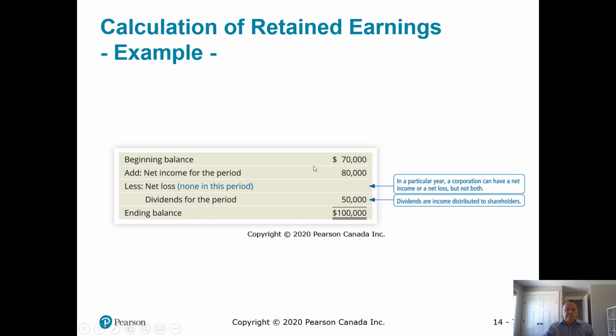Now, here's an example of some retained earnings. Okay, we'll have a beginning balance here of $70,000. We'll add the net income that we've had for profit. Usually we have one or the other. We usually have net income or a net loss. In this case, there's no loss. And then the dividends that we paid out. So the $50,000 comes out. So we end up with $100,000 left over in this case.